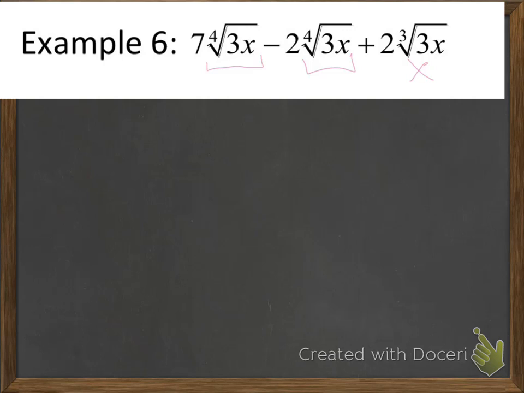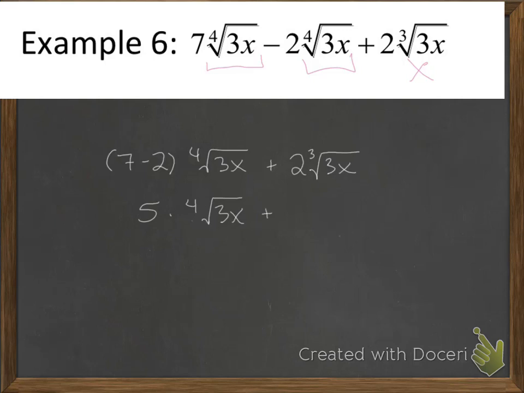Okay, so I can combine the first one. I can say 7 minus 2 times the fourth root of 3x, right? But there's nothing else I can do with the third root of 3x, right? The third root of something is not the same as the fourth root of something in general, okay? So 7 minus 2 is 5, so I have 5 times the fourth root of 3x plus 2 times the third root of 3x. Okay.